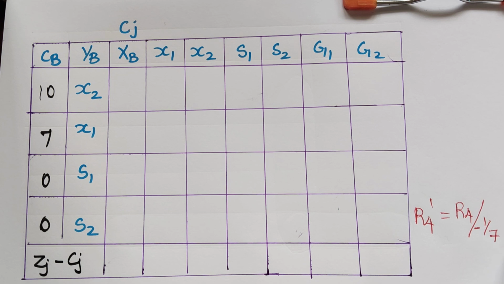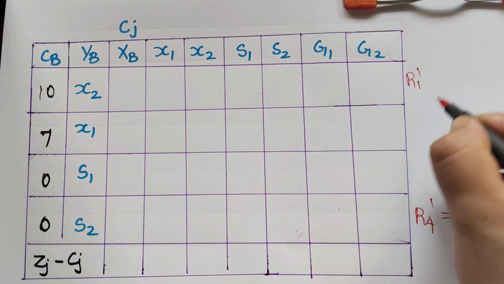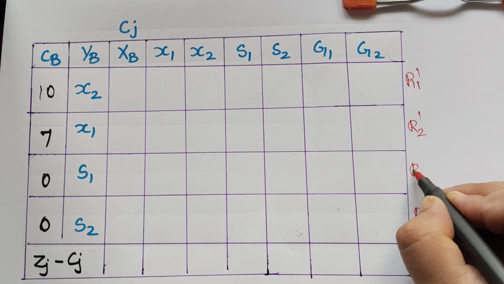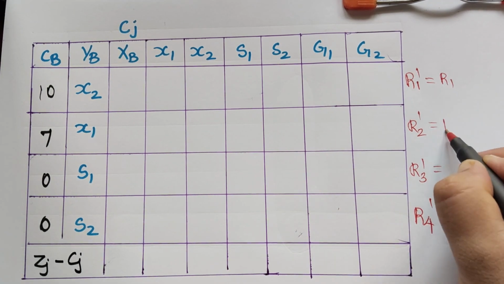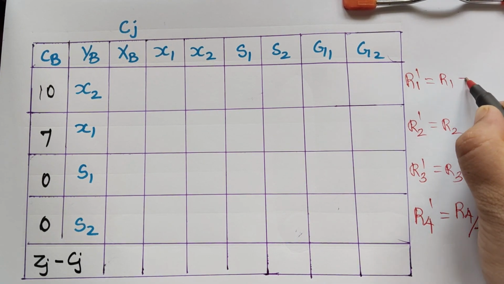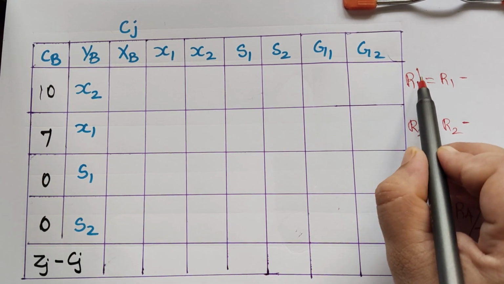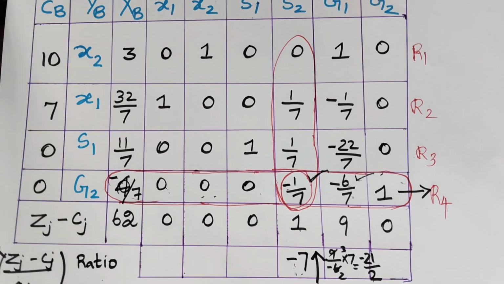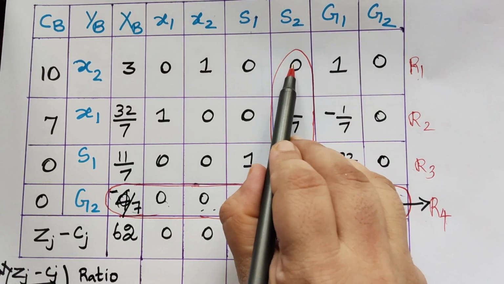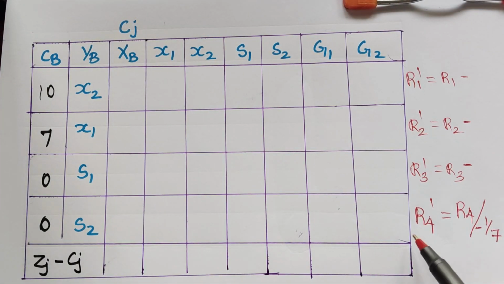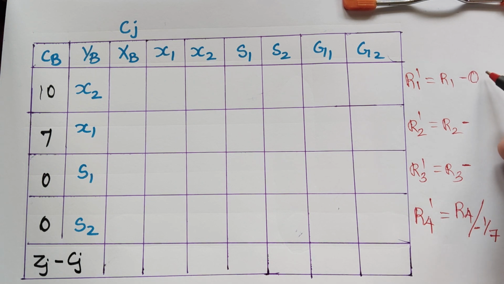Now next we will write all this, that is R1 dash, R2 dash, R3 dash. So this is equal to, we have to write R1 here, R2, R3. So remember this procedure, and then minus you put. Then what we should do for R1, what is the element in the pivotal column? For R1 the element in the pivotal column is 0. So 0 multiplied with R4 dash, which will be 0. So we don't have anything.